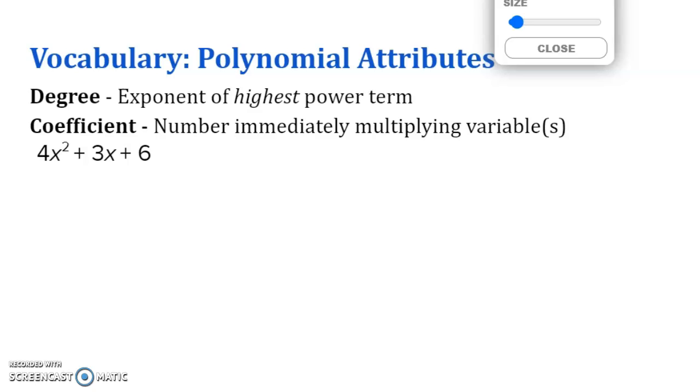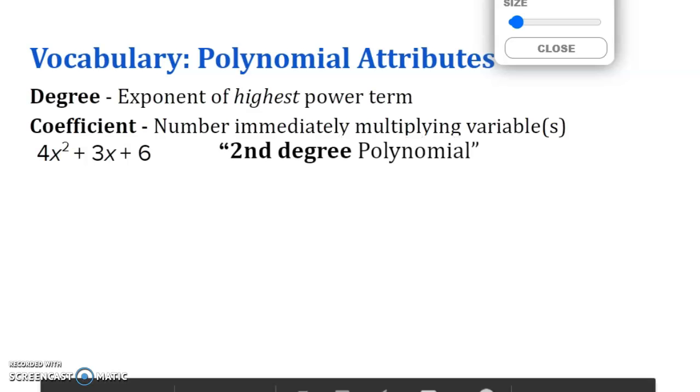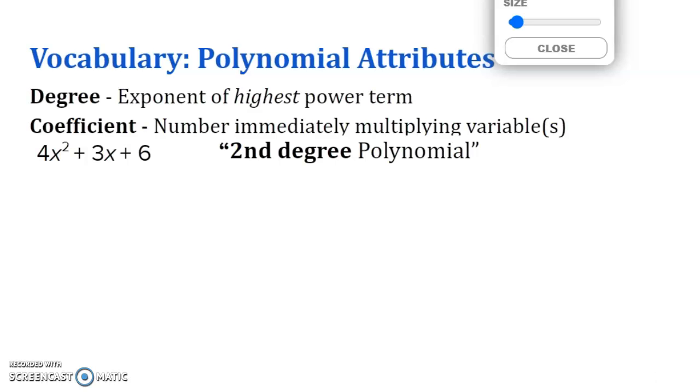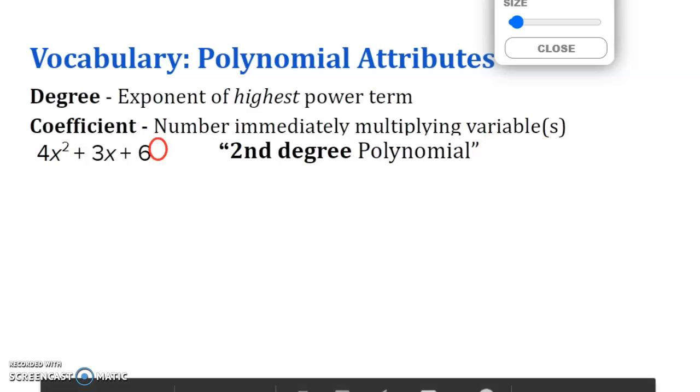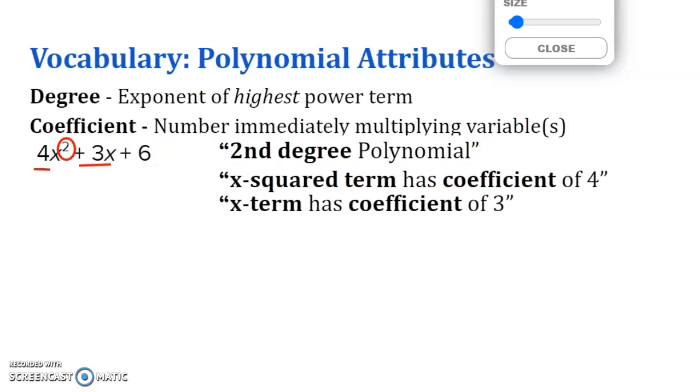This is x to the power of 1. This is really x to the power of 0. So x to the power of 2 is the highest power. So the degree is 2. And so we say it's a second degree polynomial because the highest exponent is 2. What about this?